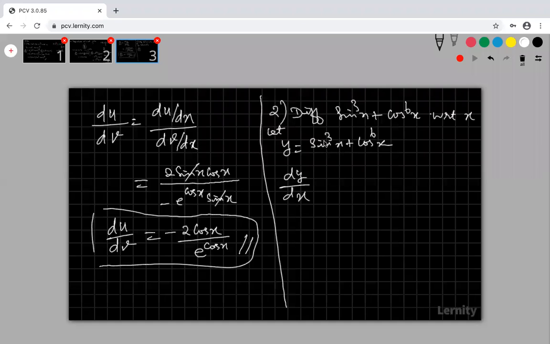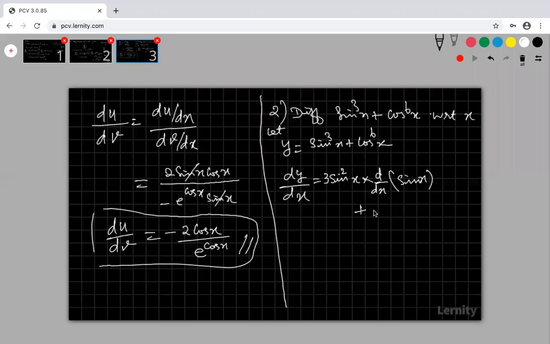Just now I told you how to differentiate sin cube. First of all, you apply the x power n formula. What is the x power n formula? n into x power n minus 1 into d by dx of sin x. Sin x alone, don't consider the power. You have to differentiate only the base, and the base is sin x. So this is 3 sin square x and the differentiation of sin x.